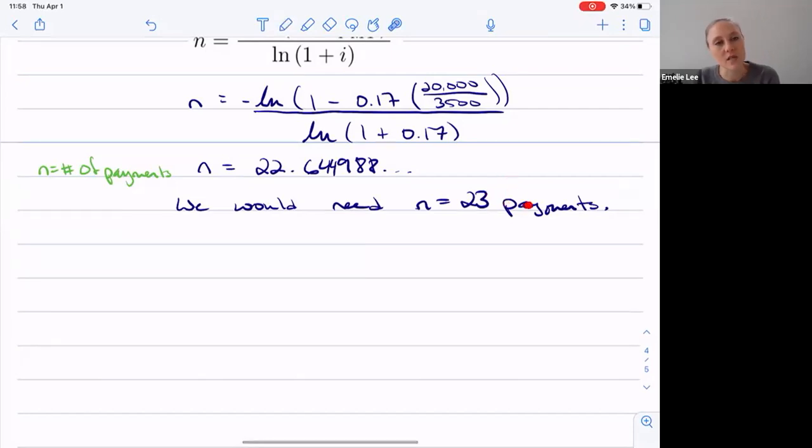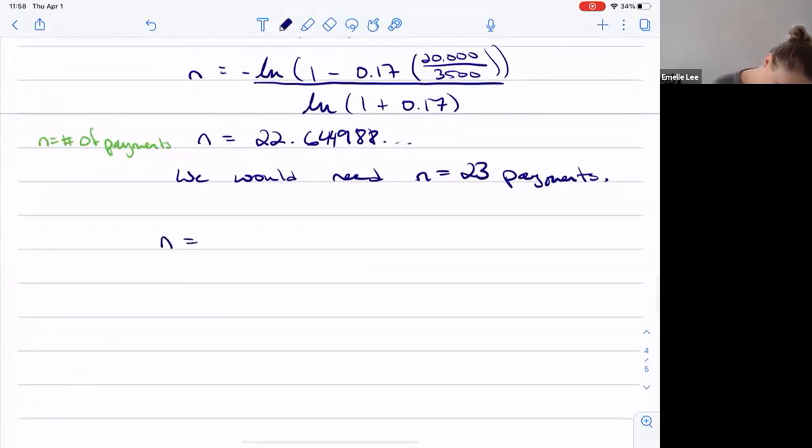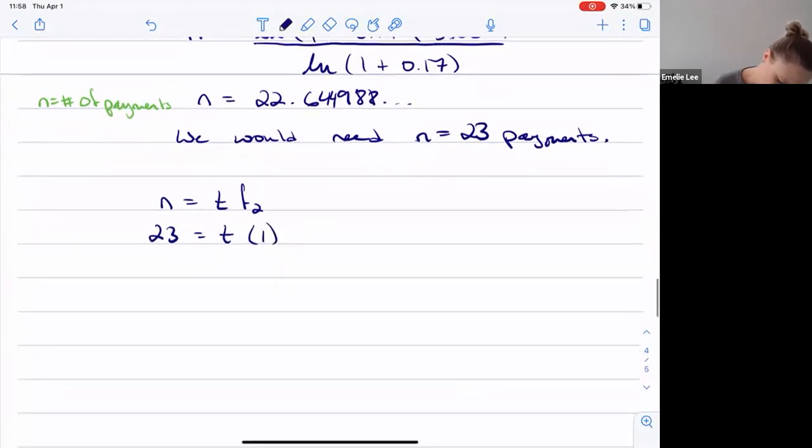And because these are annual payments, n is in years, but just to take it that last step, n is the time times f2, because it's the payment frequency. So 23 is t times 1. So the time is 23 years, which makes sense, because we were making annual payments.